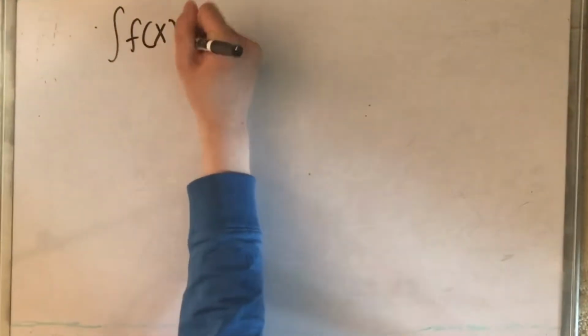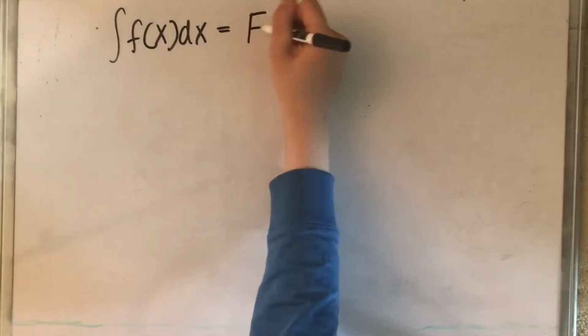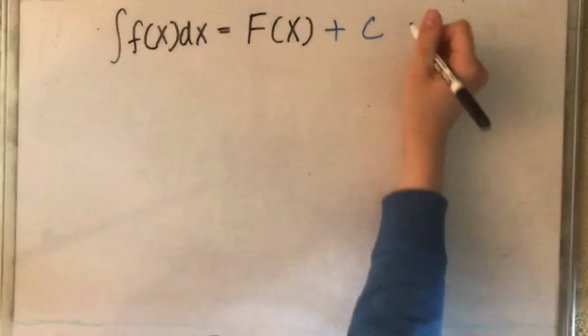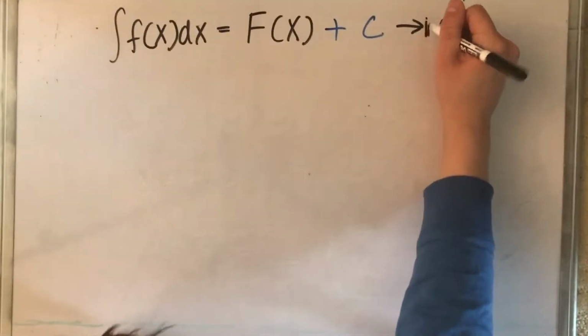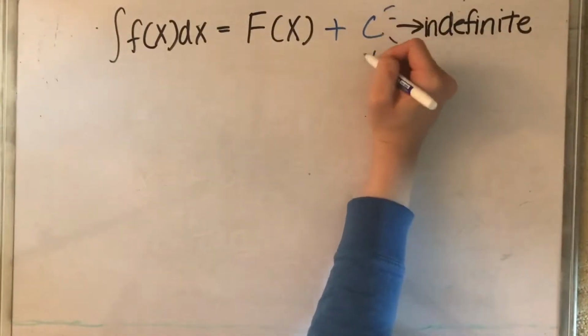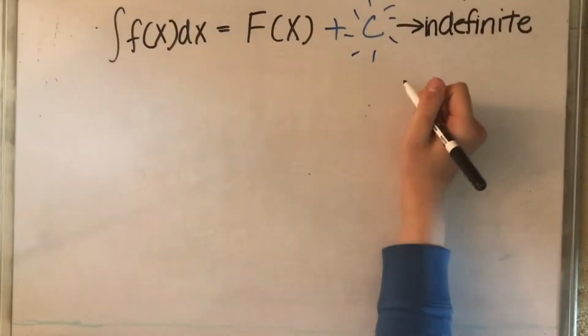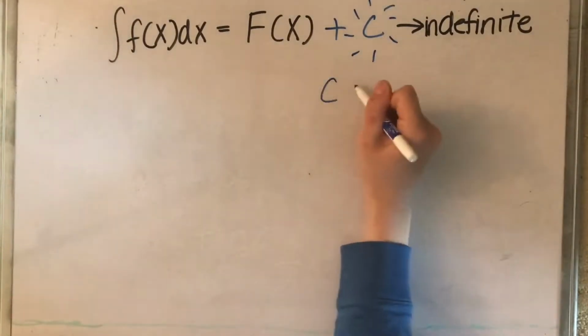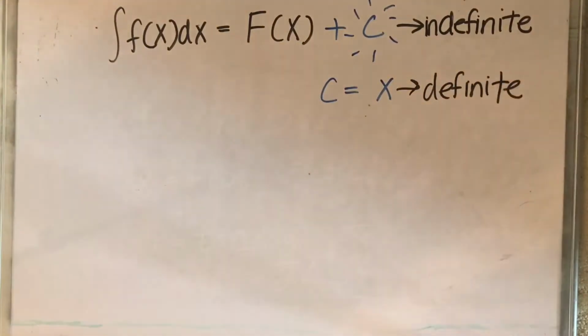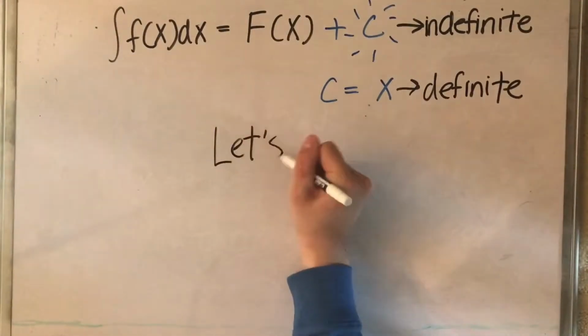Let's now transition into finding the particular solution involving c. The integral of f of x dx equals F of x plus c. We know this. This is known as the indefinite integral, which we have just learned. So now we are going to figure out how to find c, because c does equal a number or x. And once you find c, you have now found your definite integral. So how do we do this? Well, let's find c together.